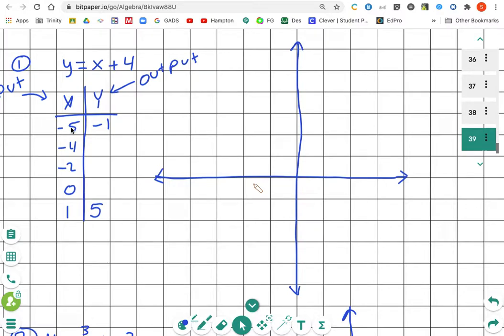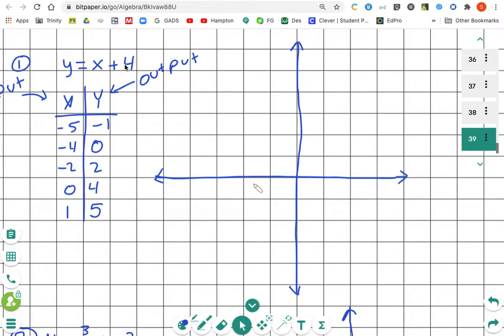And -4 plus 4 is going to give you 0. -2 plus 4 is going to give you 2. And 0 plus 4 is going to give you 4. Now, we want 5 ordered pairs, and you'll notice that I have a lot of negative numbers here. So I want to see what happens to the function when I put a positive in. So I chose 1, put 1 in for x, and got 5.